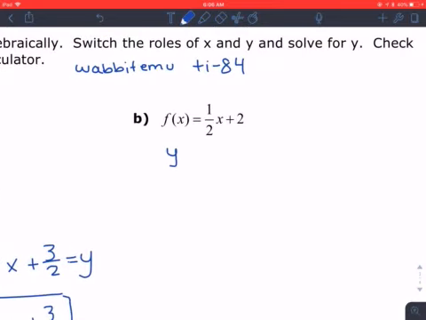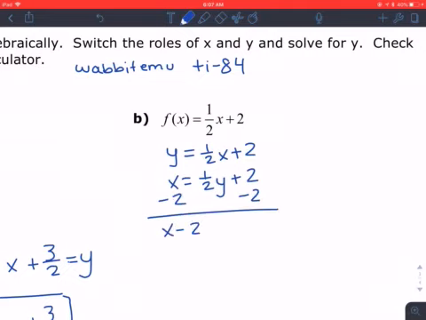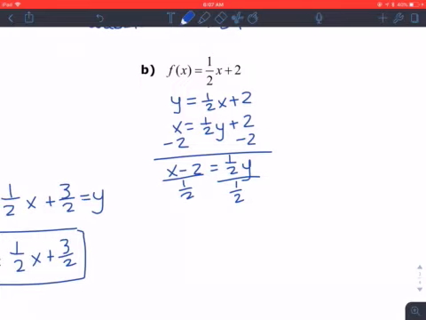Okay, here we're going to rewrite f of x as y. Then we'll switch x and y. And then we solve for y. All right, we've got 1/2 y. I'm going to divide by 1/2. Remember, when you're dividing by a fraction, it's the same thing as multiplying by the reciprocal. So really here, we're doing 2 times x minus 2. And 1/2 times 2 is just 1.